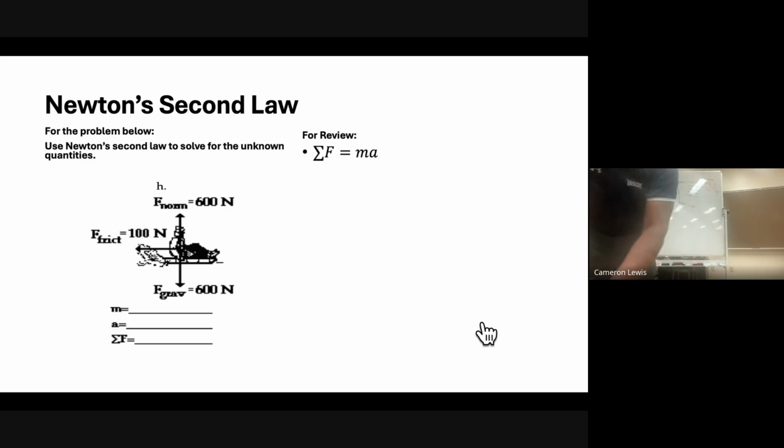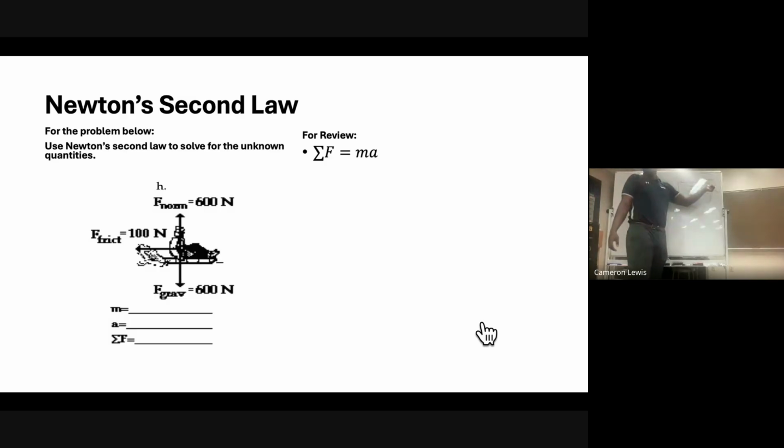The sum of the forces, and actually, we just figured that out. What is the sum of the forces? 100. Because the sum of the forces in the Y is what? 0. And then the sum of the forces over in the left and right is... So we know that the sum of the forces now for this part is 100, right? But we need to find the mass and acceleration.